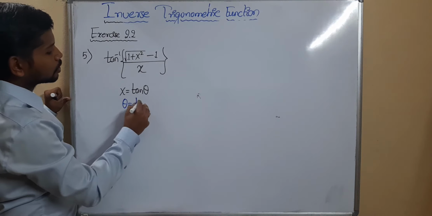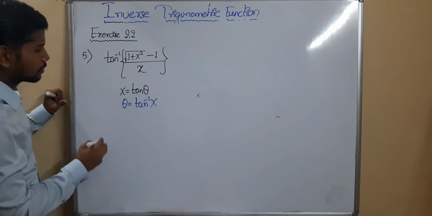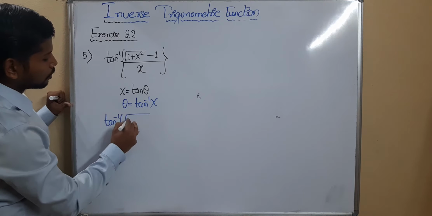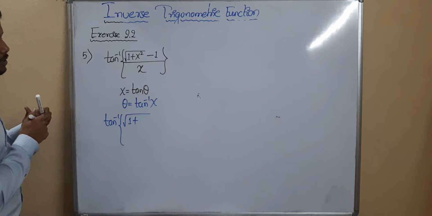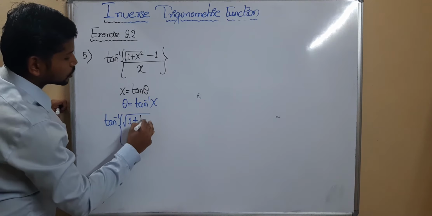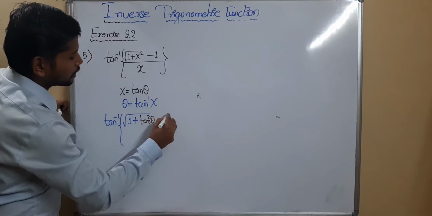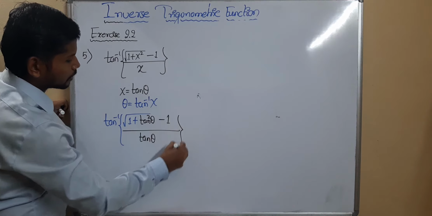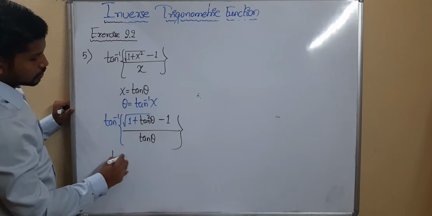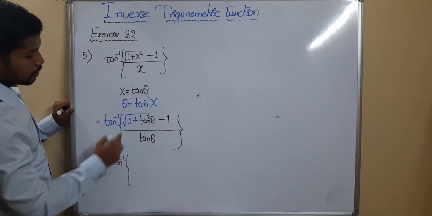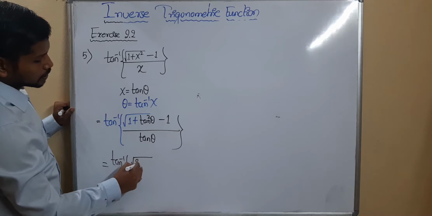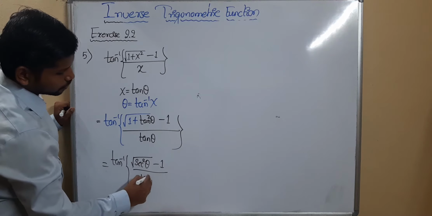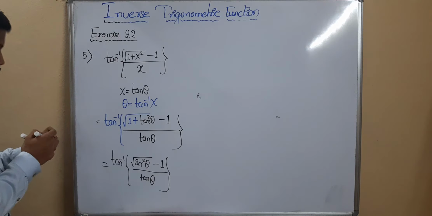That's why theta equal to tan inverse of x. Now it will be tan inverse of square root of 1 plus, what is the value of x? Can you say? It is tan square theta. Now minus 1 divided by x, which is nothing but tan of theta. Got the point clearly? The next step is tan inverse of 1 plus tan square, which will be secant square theta, minus 1, divided by tan of theta.